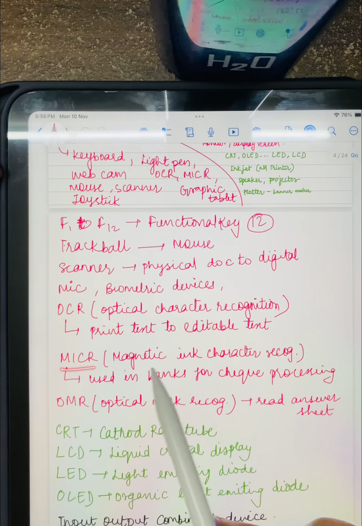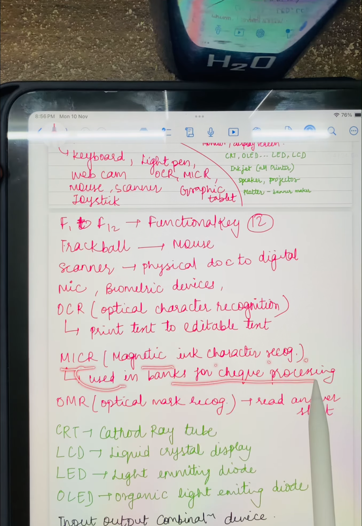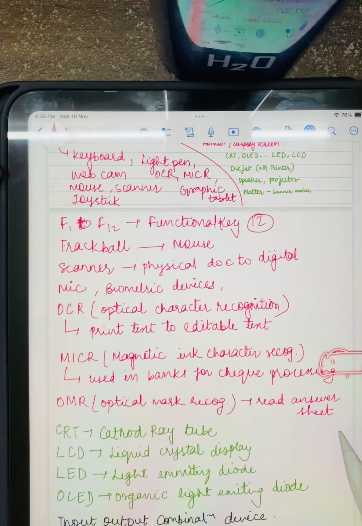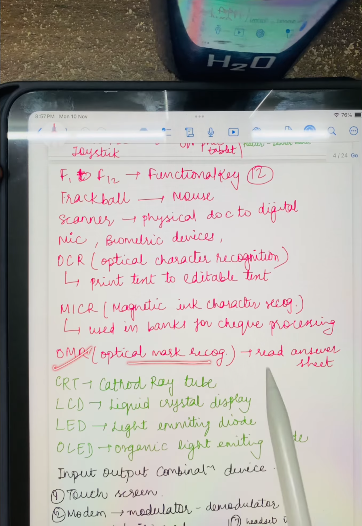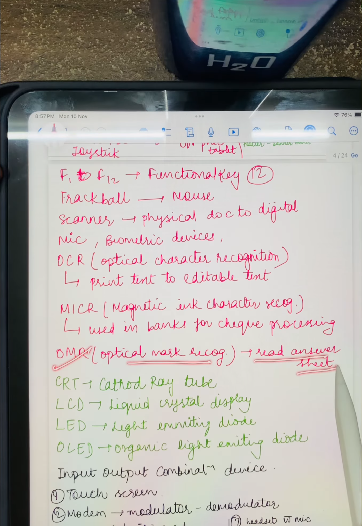This is MICR, magnetic ink character recognition. It is used in banks for cheque processing. On the side of the cheque there is a scanner-type code which we cannot understand, but it is recognized by computers. OMR, optical mark recognition, is used for reading answer sheets, we know it very well.